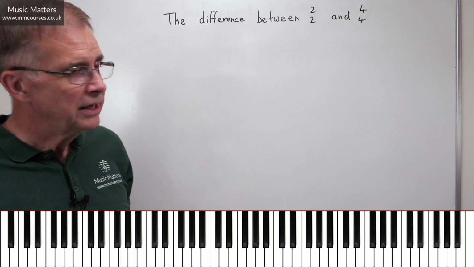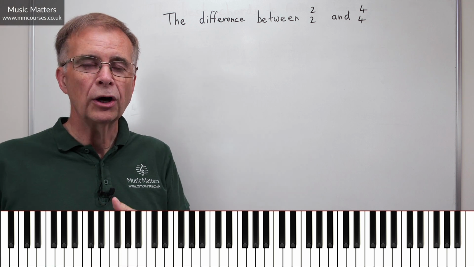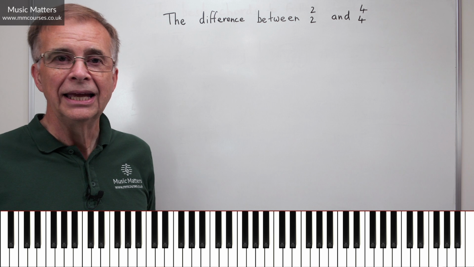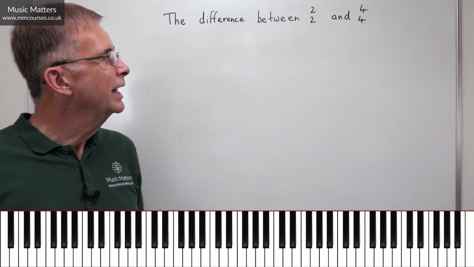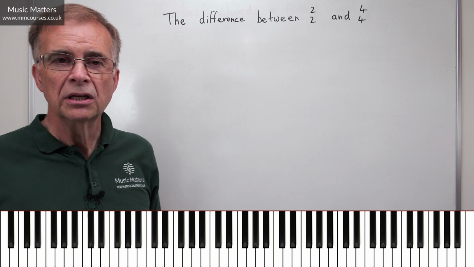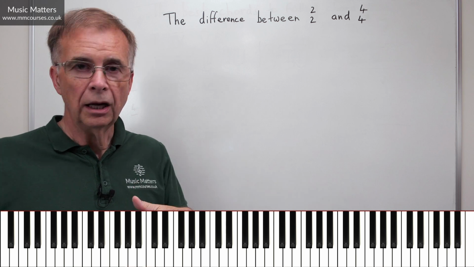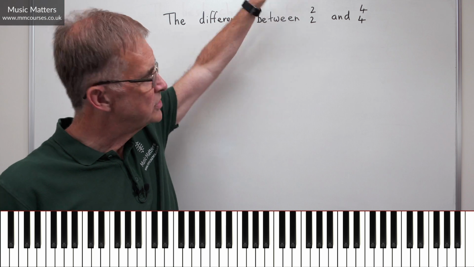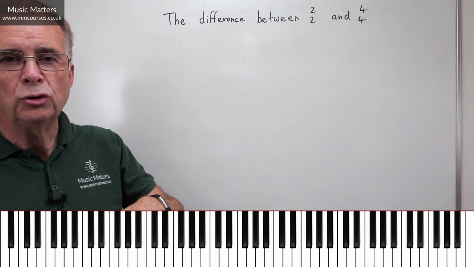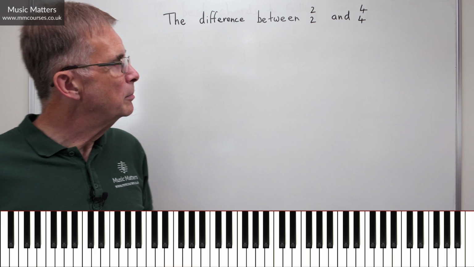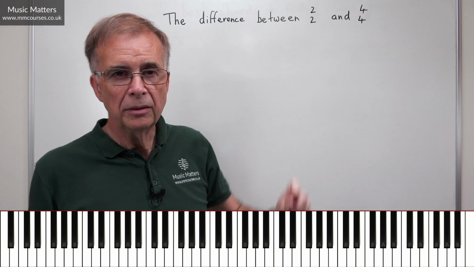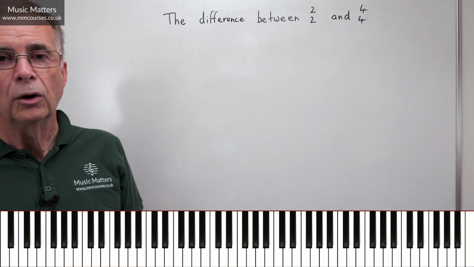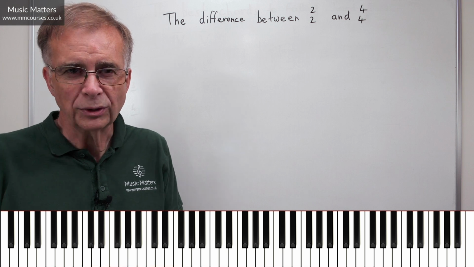The top number is telling us how many of something are happening in a bar or in a measure, and the bottom number is telling us what those somethings are. Okay, so just so we're clear about that. So if 2 is the upper number, well, there are 2 beats in a bar or a measure. If 4 is the upper number, there are 4 beats in a bar or in a measure. So that's all fairly straightforward, isn't it?